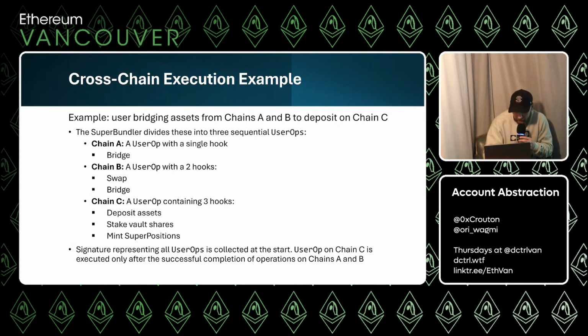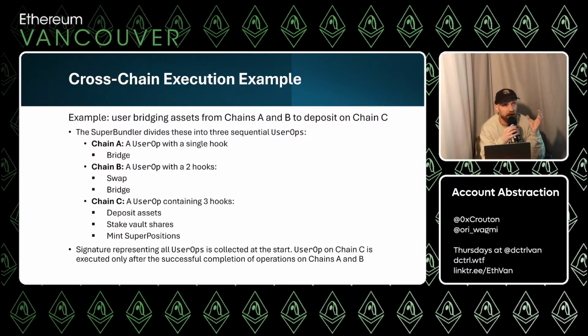So to break it down a little further, let's say we wanted to do these 3 user ops. Super bundler, this intent, which is I want to bridge these 2 assets from these 2 chains to the 3rd chain and make a deposit. So on chain A, we have one single hook. That's a bridge hook.